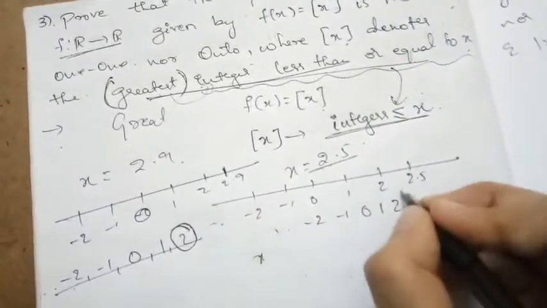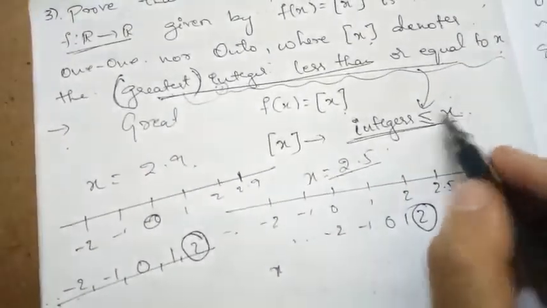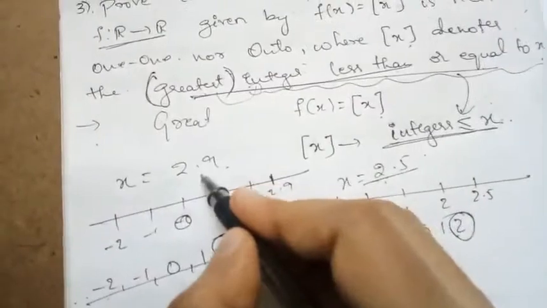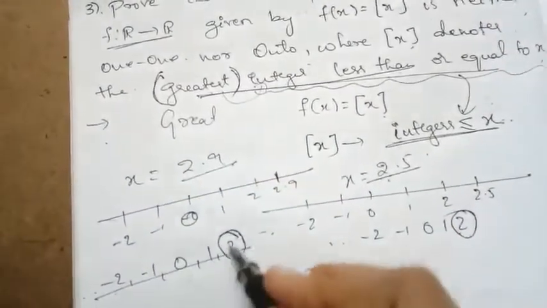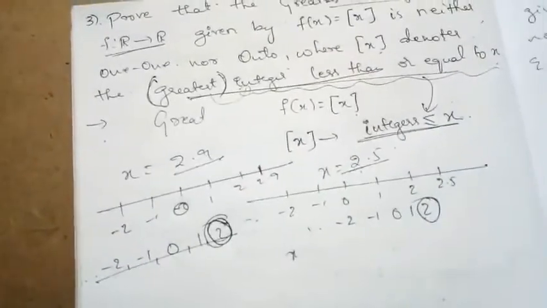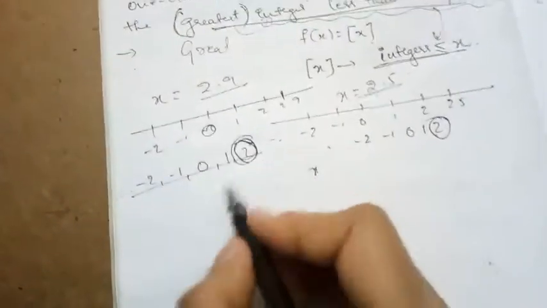So among this one, which is the greatest? 2 is the greatest. So greatest integer less than or equal to 2.5 means 2. The greatest integer less than or equal to 2.9 means what? Again 2. So this is what the statement is saying. So clearly by looking here itself you can identify that.